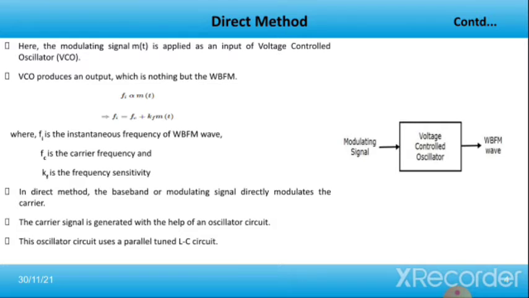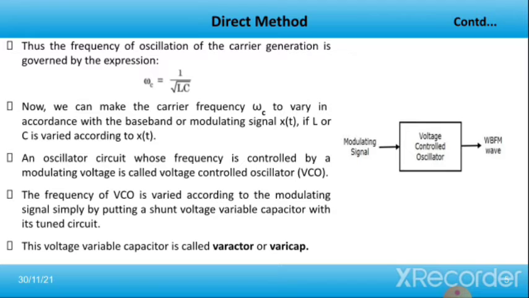In the direct method, the baseband or modulating signal directly modulates the carrier. The carrier signal is generated with the help of an oscillator circuit. This oscillator circuit uses a parallel tuned LC circuit. Thus, the frequency of oscillation of the carrier generation is governed by the expression omega c equals 1 upon root over LC. Now, we can make the carrier frequency omega c vary in accordance with the baseband or modulating signal x of t if L or C is varied according to x of t.